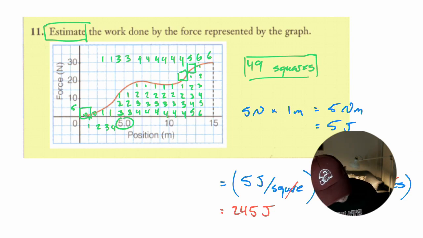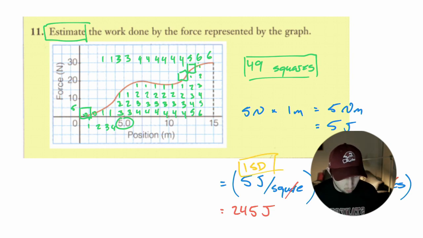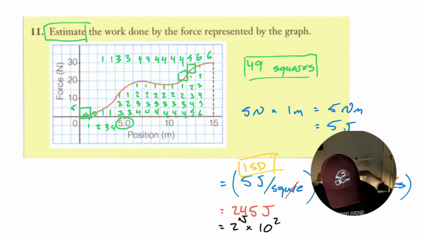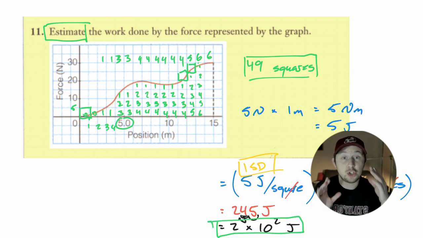Now, this is almost close to being good. However, we still need to consider significant digits. So we've got 1 significant digit here, 2 significant digits here, and so our answer can only be to 1 significant digit. So I need to write this as scientific notation. So I'm going to write it as 2. My 4 here is going to tell me that I can stay rounded down. 2 times 10 to the power of 2, because we go 1, 2 to get over there, joules. So there is my final answer, 2 times 10 to the power of 2 joules.